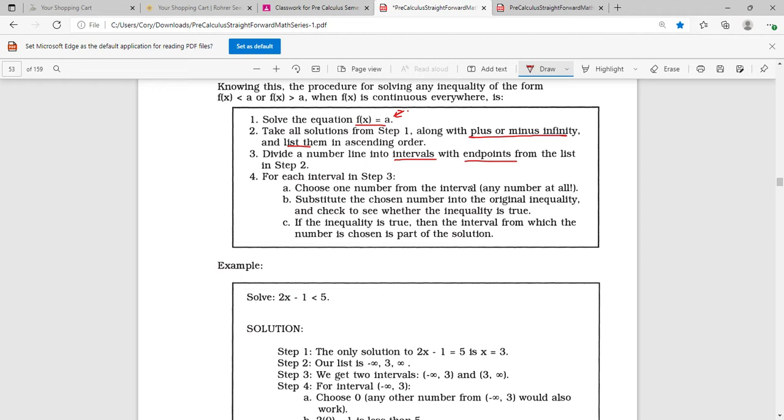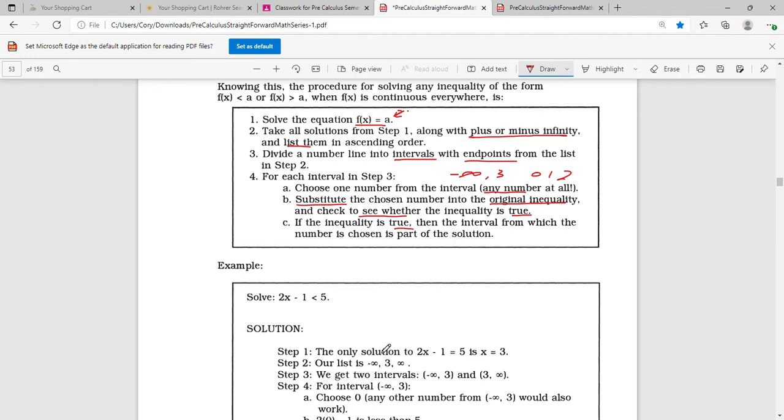And for each interval, choose one number from the interval. Any number will do. So if we had negative infinity to 3, we could choose any number that's less than 3. We could choose 0, or 1, or 2. We're going to substitute that back into the original inequality and check to see if it's true. If it's true, then the interval from which the number is chosen is part of the solution.